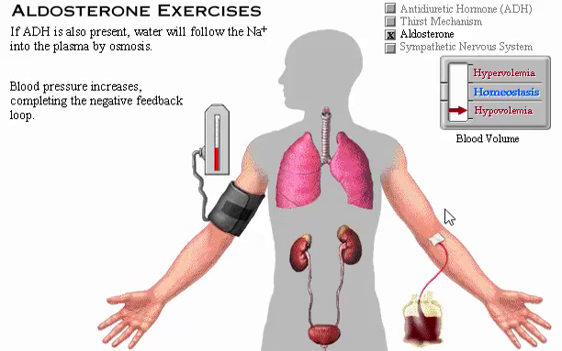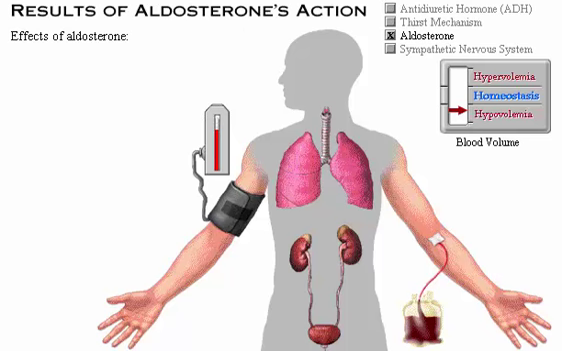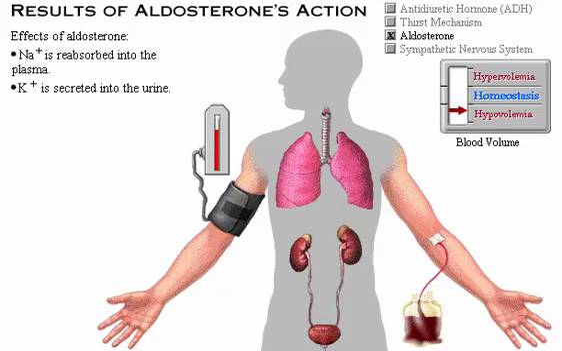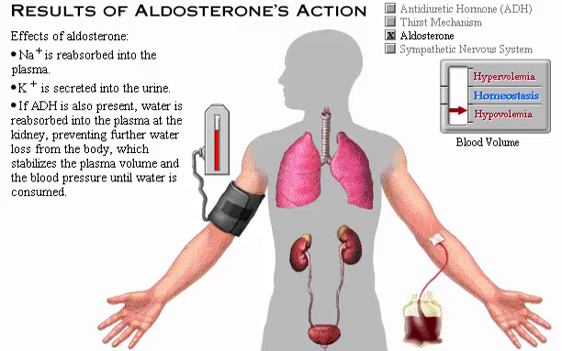The net result of aldosterone's action is the reabsorption of sodium and the secretion of potassium. If ADH is also present, water is reabsorbed into the plasma at the kidney, preventing further water loss from the body. As a result, plasma volume and blood pressure are stabilized until water is consumed.